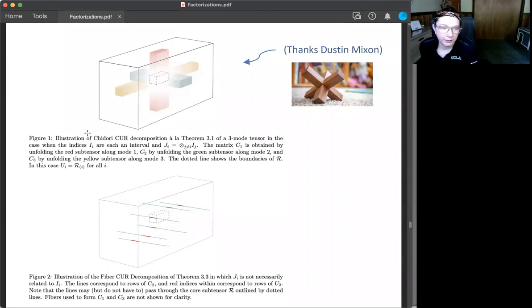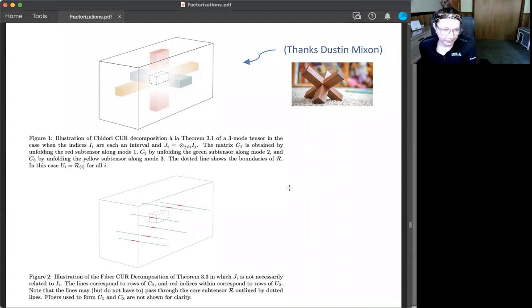And so the reason that we named this Chidori is my postdoc was giving a talk and Dustin Mixon was in the audience, and he said, oh, this looks like a game called the Chidori. And so this is a picture of the piece in that game, and indeed it does look a lot like this.